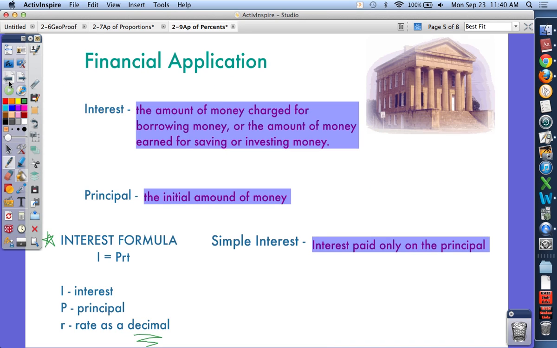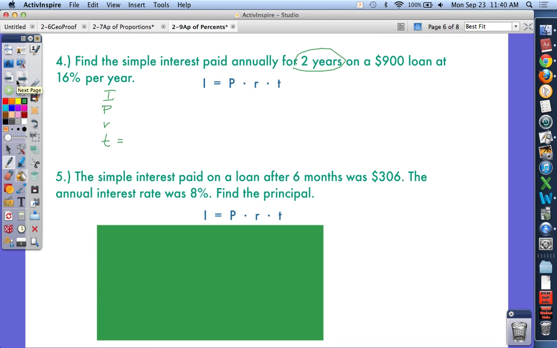Let's go back and make sure that I didn't even put it on my list here. T is time in years. Make sure you add that in. It must be years. So if I give you months, you're going to have to make it a fraction or decimal of a year. So T is the 2.